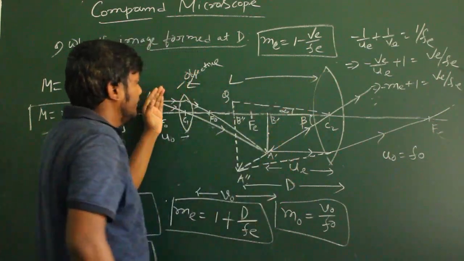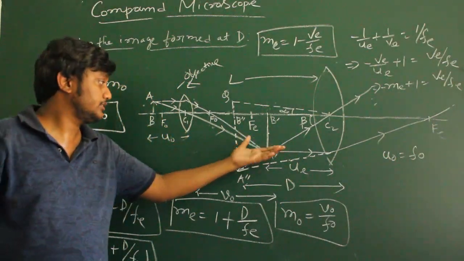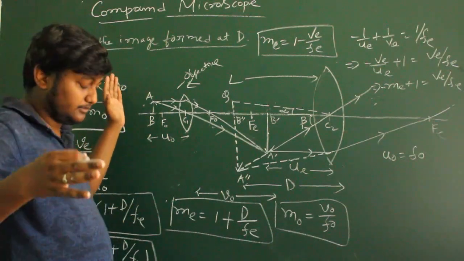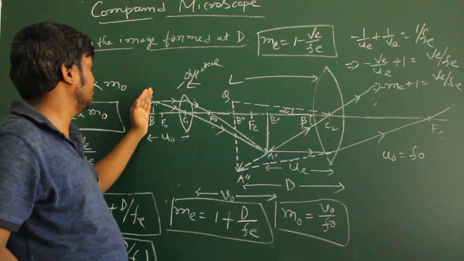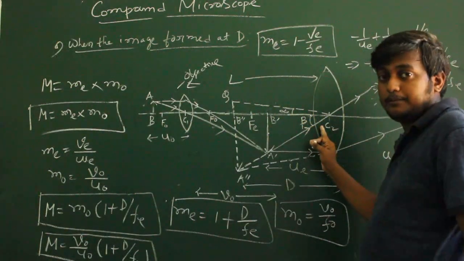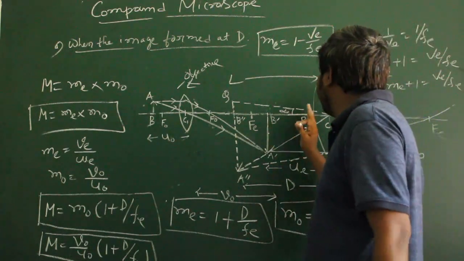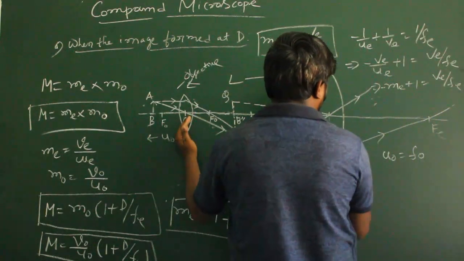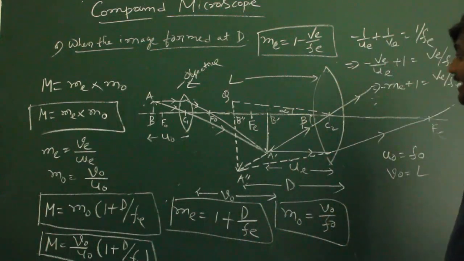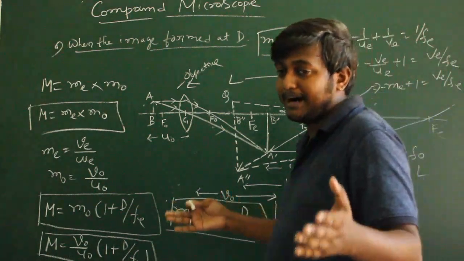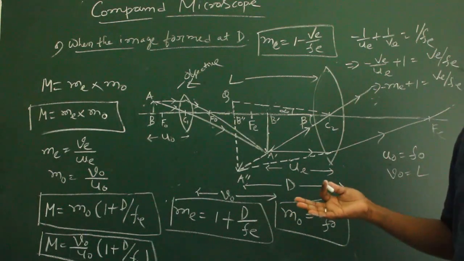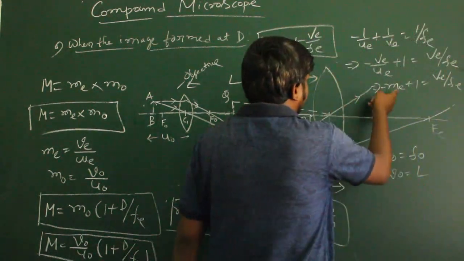Suppose the length of the tube of the microscope is L. If we take the object very near to the focal length of the objective lens, the image will be formed very near to the eyepiece lens. So this distance is almost equal to L. So V naught equals L, where L is the length of the cylindrical tube of the microscope. Now put this value here.